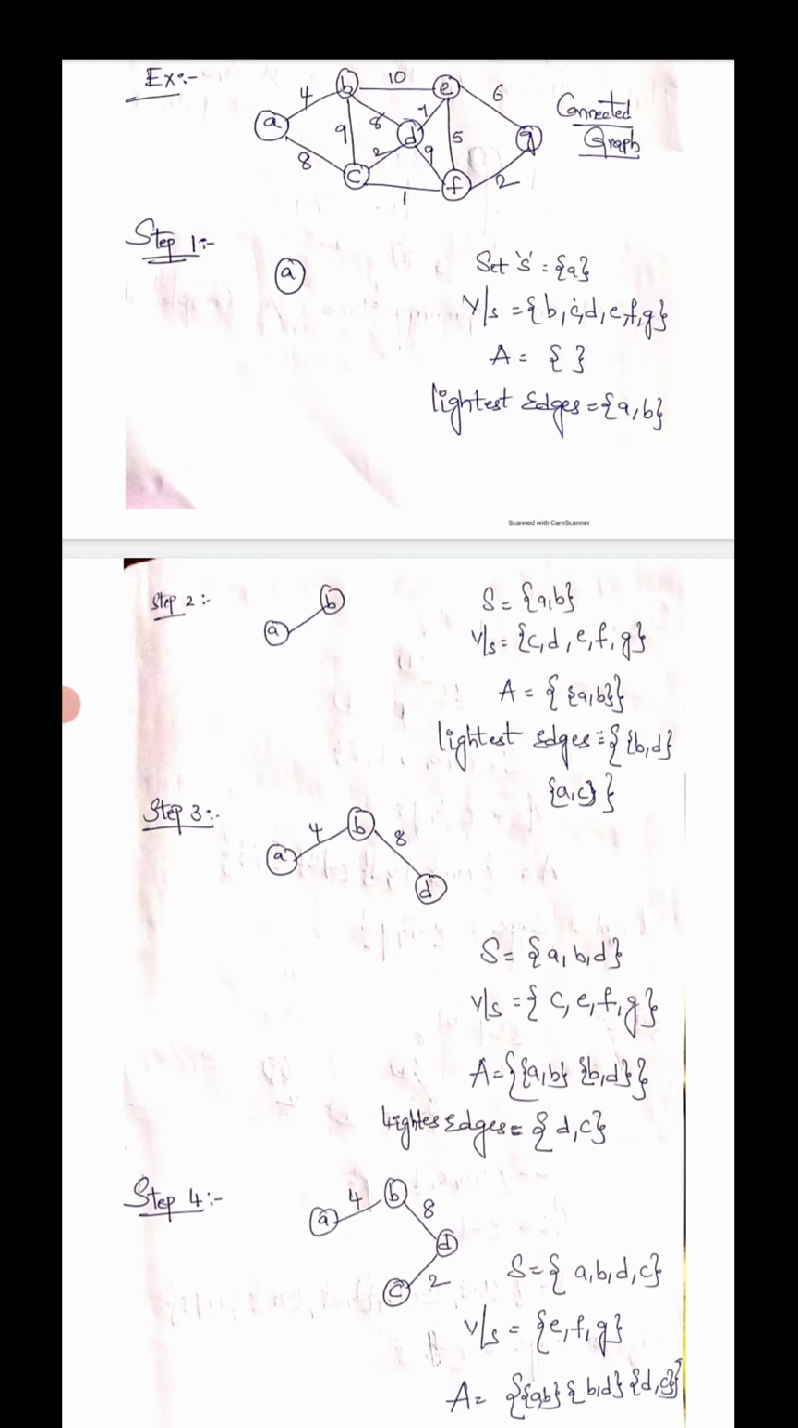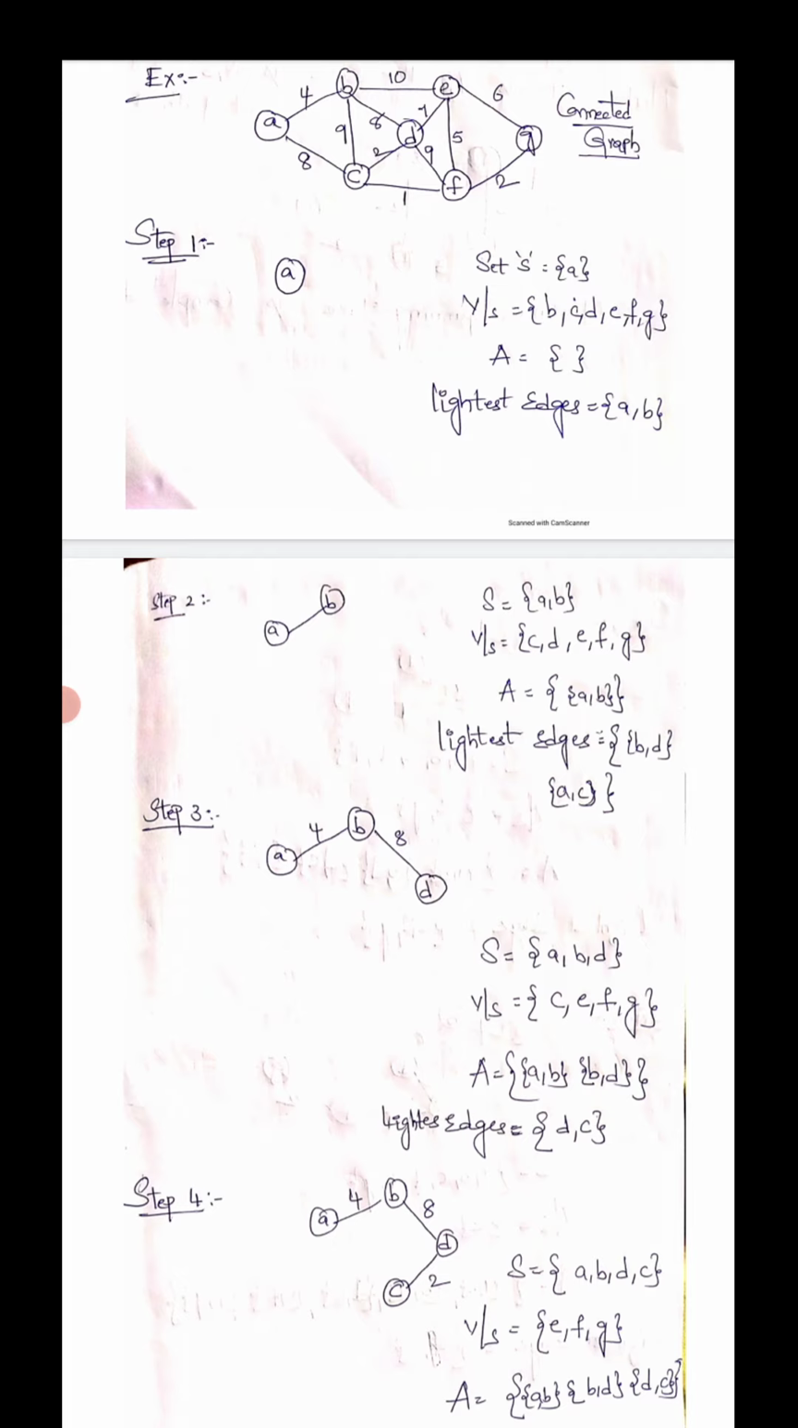Coming to step 3, now we choose D. A to B has weight 4, B to D has weight 8. Now the set contains three elements: S is equal to A, B, D. The remaining vertices are C, E, F, G. Set A contains A comma B, B comma D. Now which one is the lightest edge? Look at D. D has directions D to E, D to C, D to F.